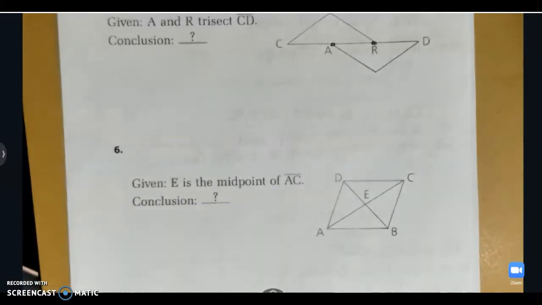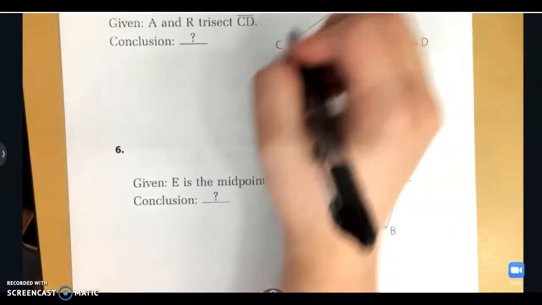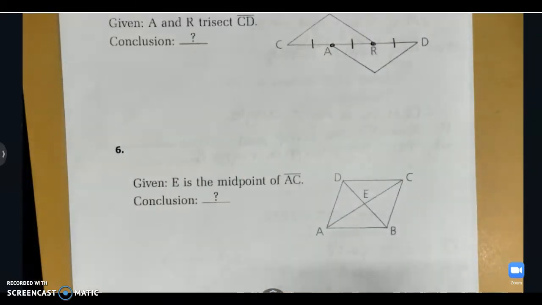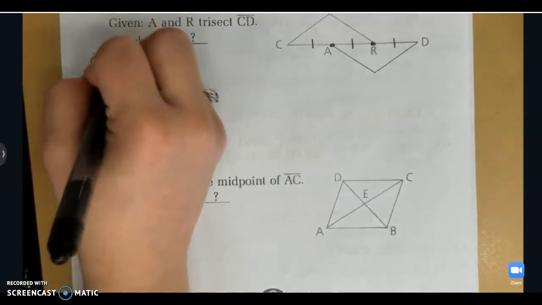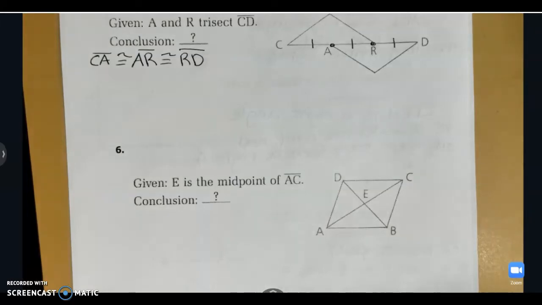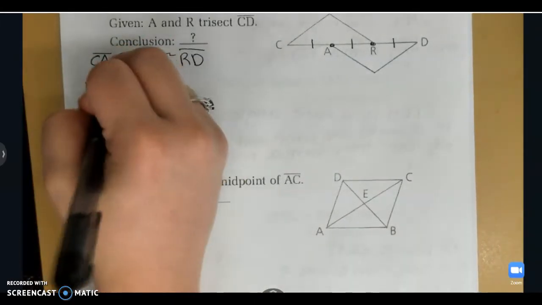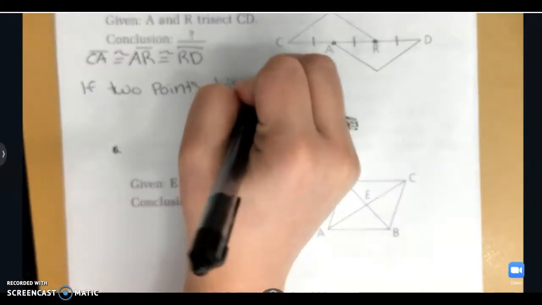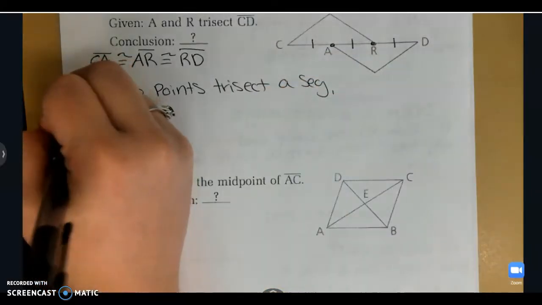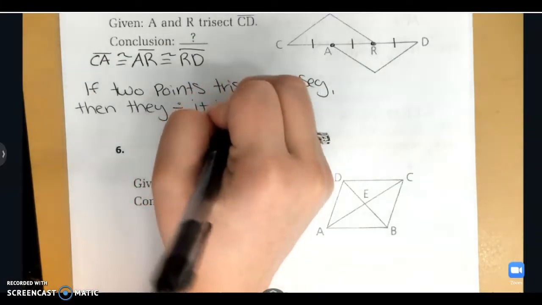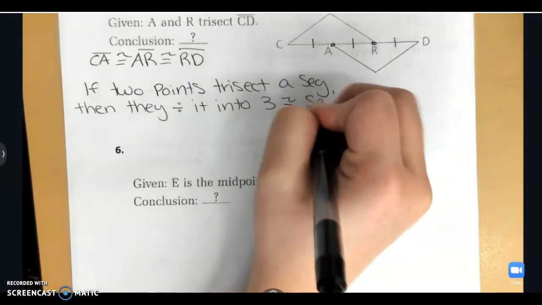Now remember, the definition of trisect is it splits it into 3 equal pieces. So that would mean that CD was split here, here, and here. So my conclusion would be that segment CA, segment AR, and segment RD are all 3 congruent segments. And my definition that supports that would be that if 2 points trisect a segment, then they divide it into 3 congruent segments.